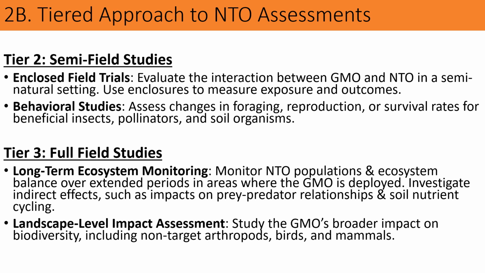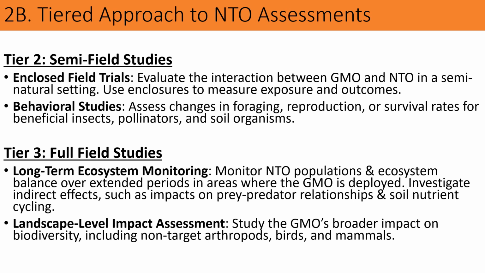Particular attention can be paid to behavioral studies, assessing changes in foraging, reproduction, or survival rates for things like beneficial insects, pollinators, and soil organisms. Tier 3, the next and final step, is the long-term ecosystem monitoring in the field. This is monitoring NTO populations and ecosystem balance over extended periods in areas where the GMO is deployed.